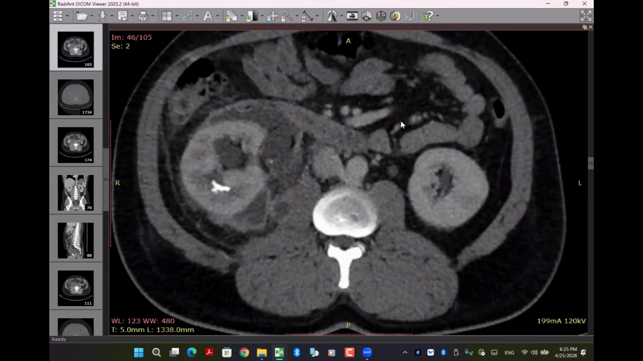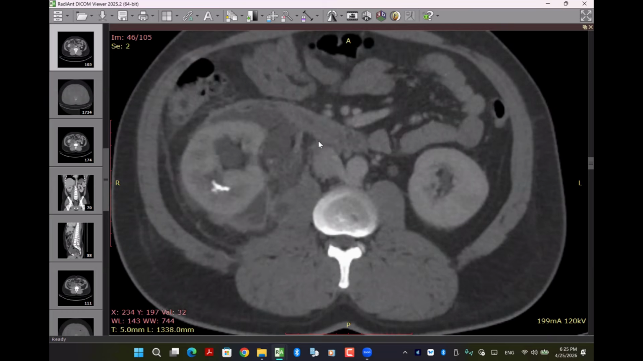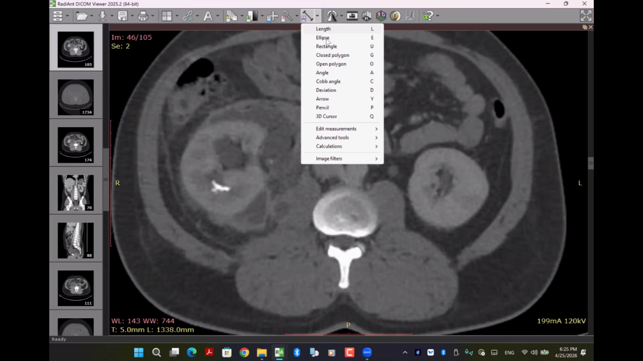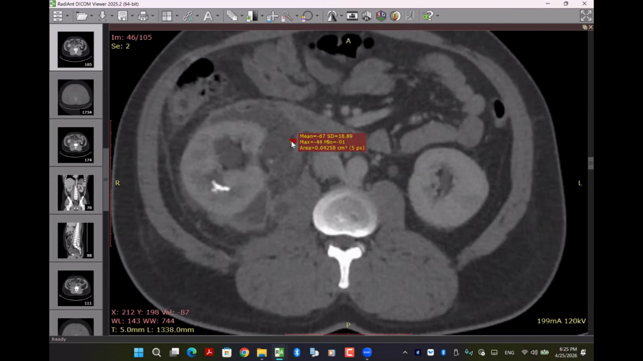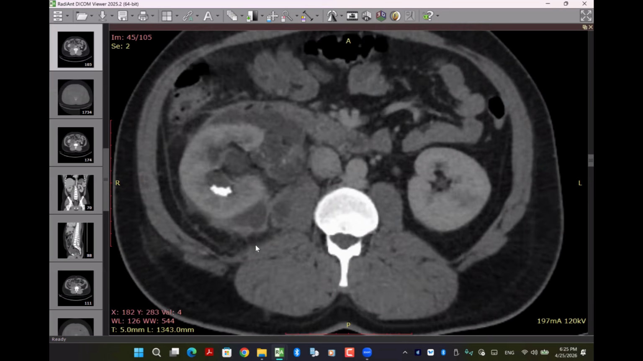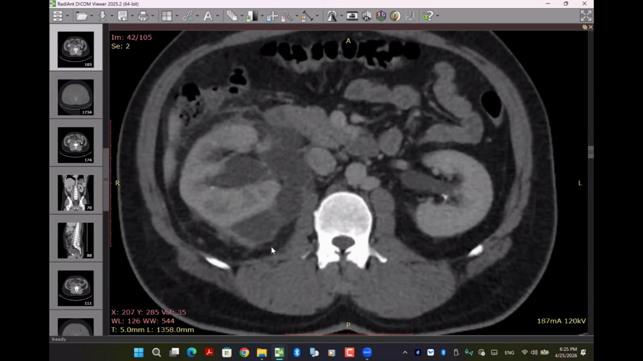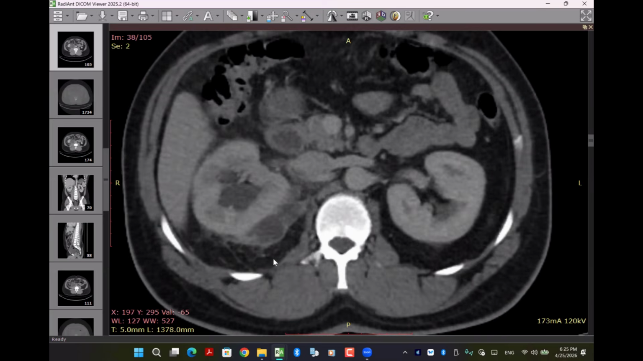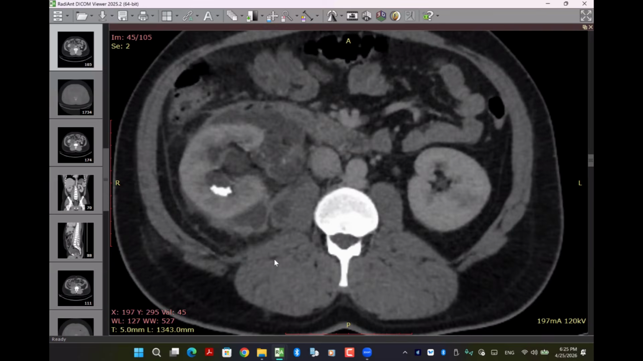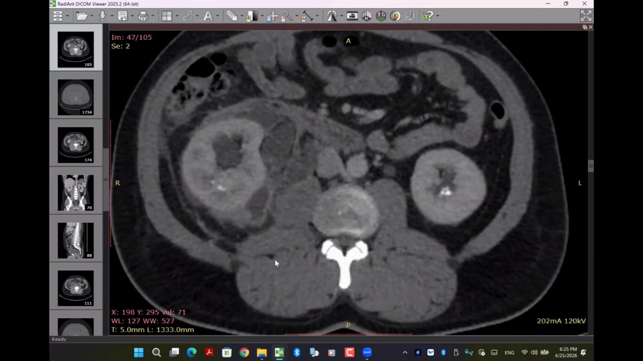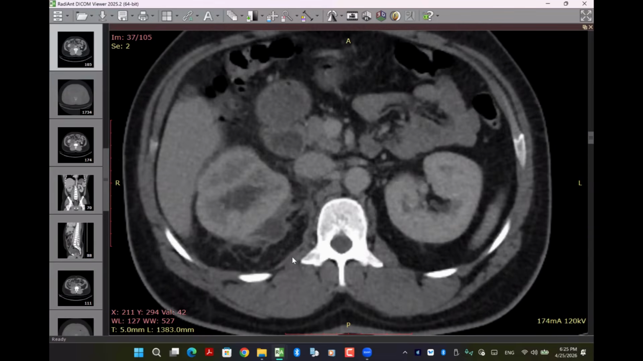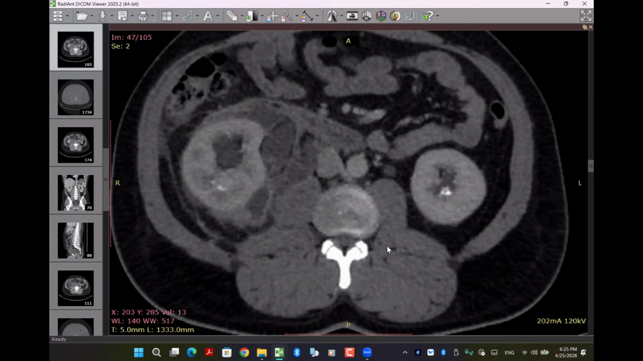Can I give you another clue? This is fat density. Okay, so this is not air. I'm suspecting then, if this is fat density, I'm thinking about xanthogranulomatous pyelonephritis with multiple calculi in the right kidney, and this disease process extending along the right psoas muscle.